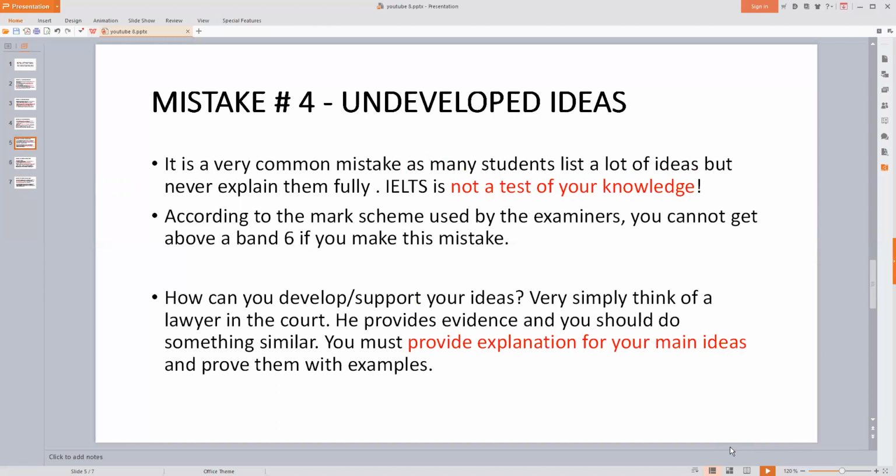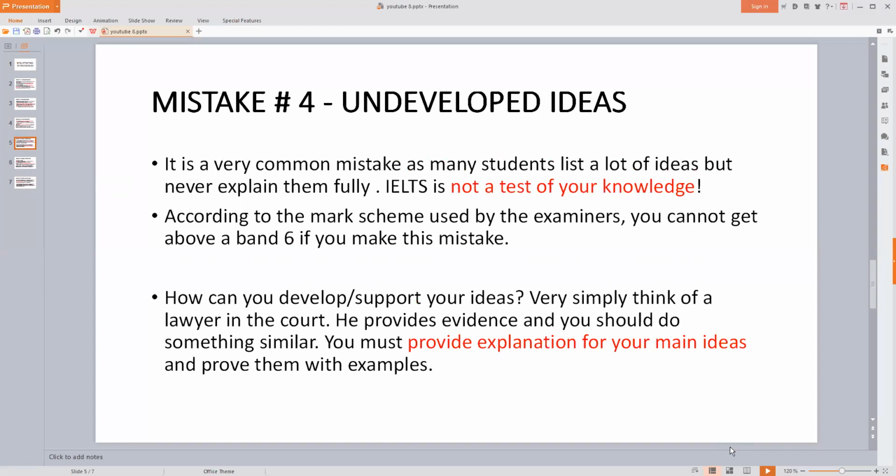Okay, now I'm going to tell you exactly how you can develop or support your ideas, because remember, there are 2 things you need to do with your main ideas. You need to develop them and you need to support them. Okay. Now, in order to explain this, just think simply about a lawyer in the court, right? He's trying to convince the judge about somebody's innocence, let's say, okay? And what does he do? He provides evidence.